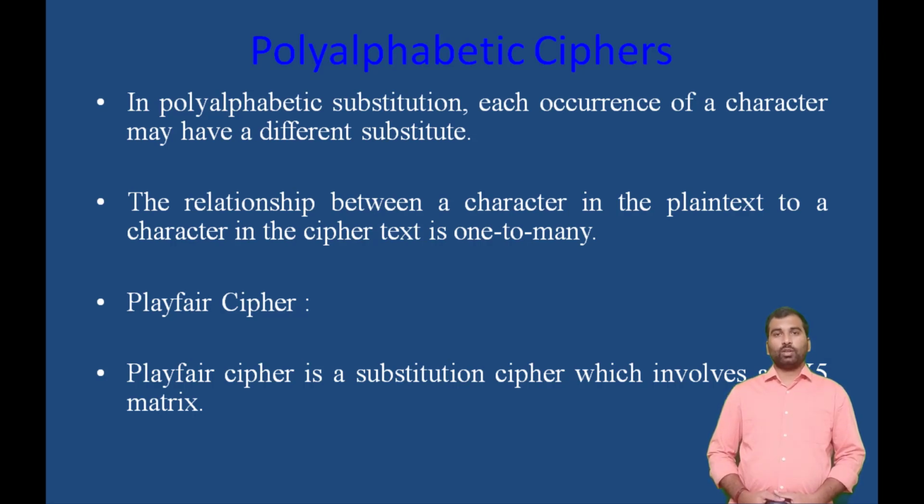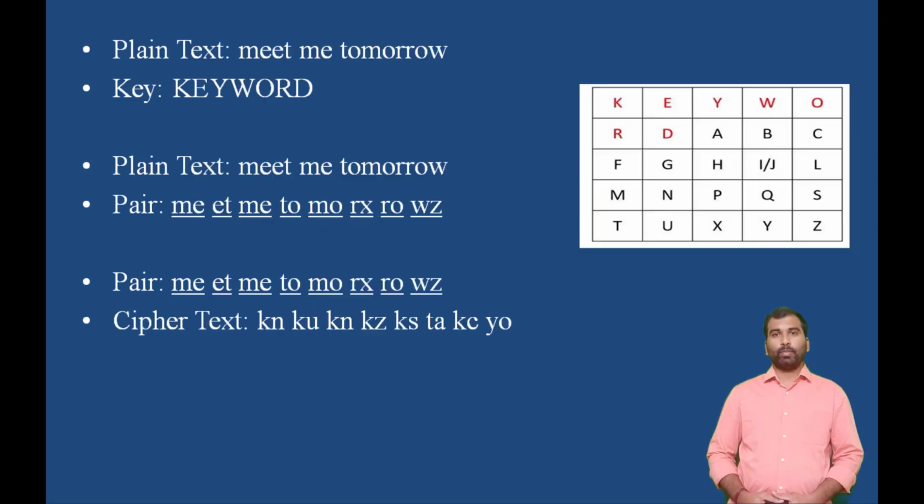So the first one is the Playfair cipher. The Playfair cipher is a substitution cipher which involves a 5 by 5 matrix. So you can see the example here. I have the plain text meet me tomorrow and I have the key, that is keyboard. Now we have to convert this plain text to ciphertext using the given key. So step 1 is to create a 5 by 5 matrix and place the key in the matrix row-wise from left to right.